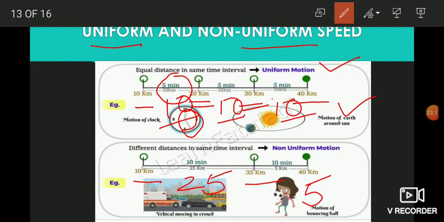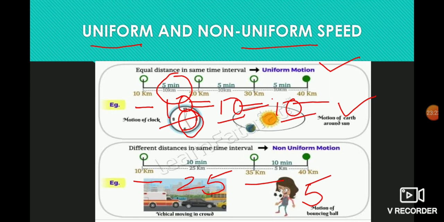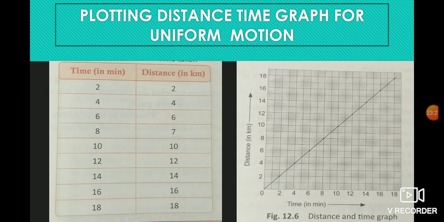For example, a vehicle moving through traffic or a child playing, all these are examples of non-uniform motion. Now, how do we plot this in the form of a graph?